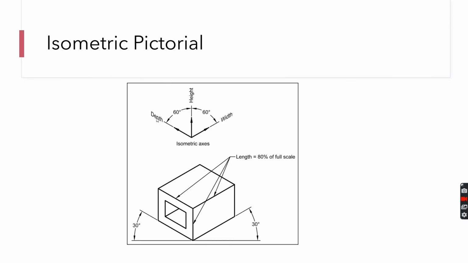With the isometric, it's important to remember that it is 60 degrees from the vertical, and it's 30 degrees from the horizontal. We do not worry about this 80% of full scale. Do not worry about that.